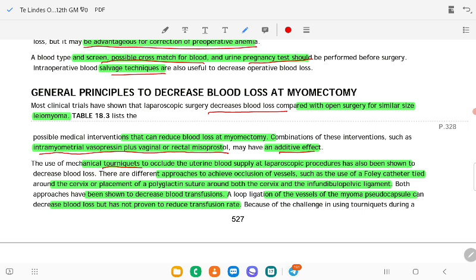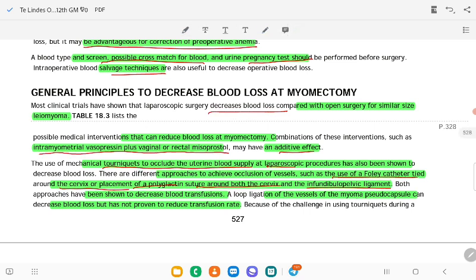The use of a mechanical tourniquet to occlude the uterine blood supply during the laparoscopic procedure: a tourniquet can be applied to the uterine vessels, and that will decrease the blood loss. There are different approaches: use a Foley catheter tied around the cervix, or placement of polyglactin suture around the cervix, or this suture material can be tied around the infundibulopelvic ligament. Both uterine and ovarian vessels can be occluded, and you can do it easily.